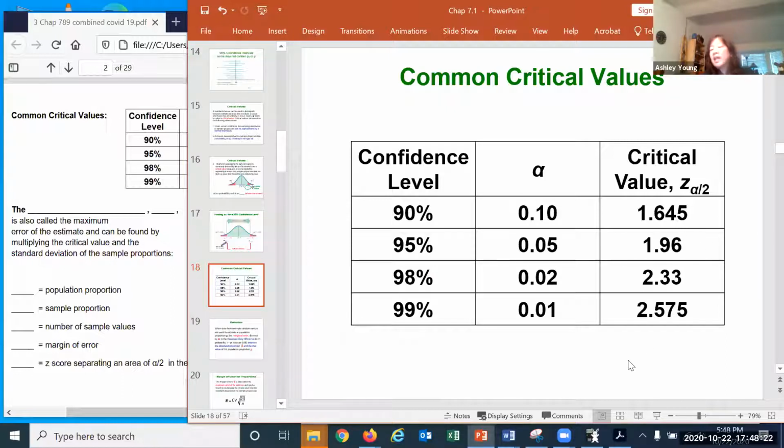My confidence level is 90%. What's the critical value I should use? 1.645. Just look it up. That's how you find your critical values. All the ones we're going to need for this class, for in class and the exams, are right here: 90%, 95%, 98%, 99%. We're not going to use anything else but these 4 in class.